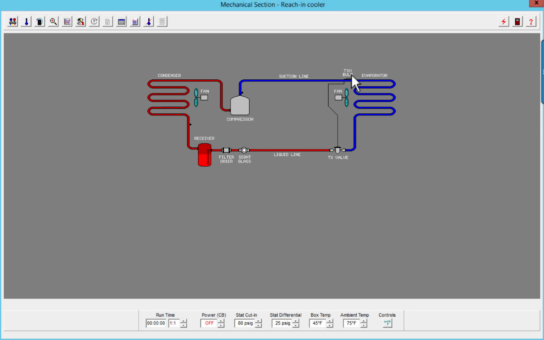Okay, and again, just our evaporator section, our low side is all in blue, high side is in red. This system does have a receiver, it has a filter dryer, it has a sight glass, and the TXV and the TXV bulb. Condenser fan motor, condenser, evaporator fan motor, evaporator.